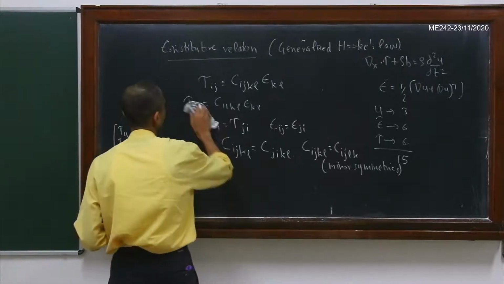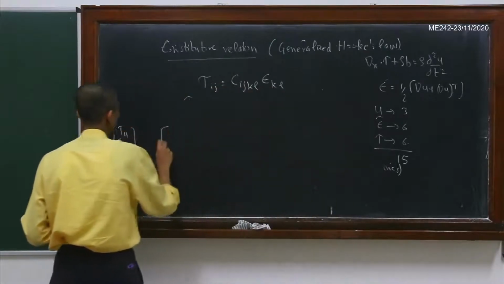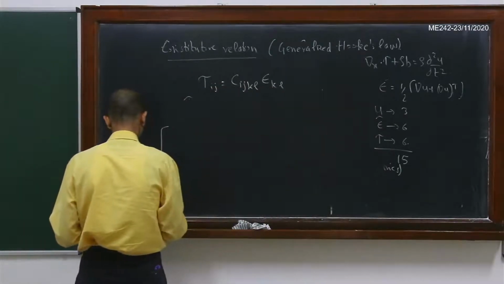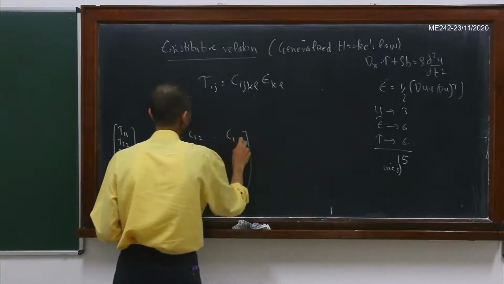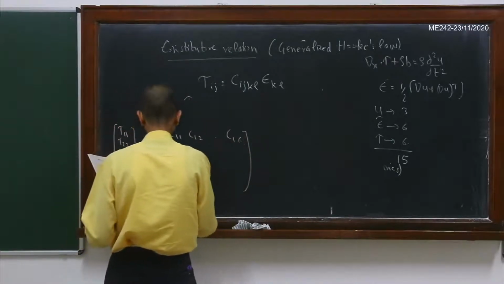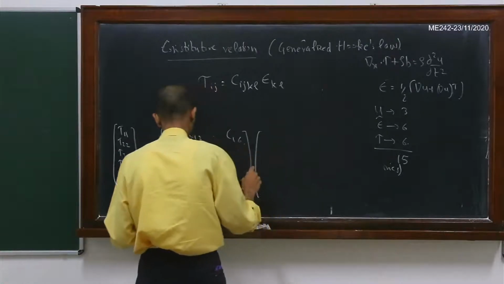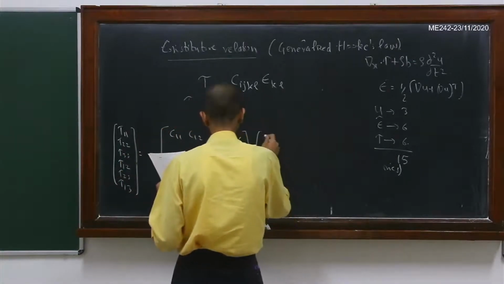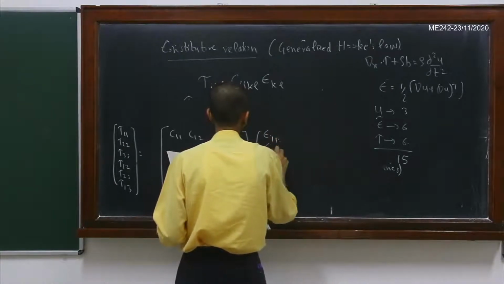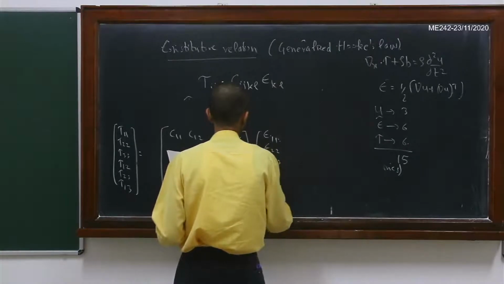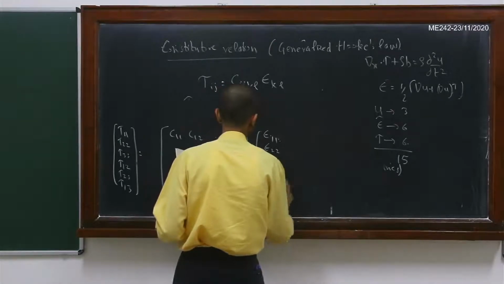So let me just erase this particular part here, and we can write this as some C11, C12 up to C16, let us say, and similarly here C61 up to C66, times this will be epsilon xx, epsilon 11, epsilon 22, epsilon 33, gamma 12, gamma 23, gamma 13. Okay, so that is the.